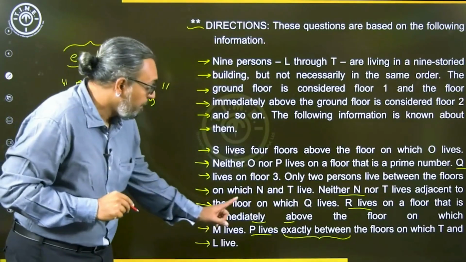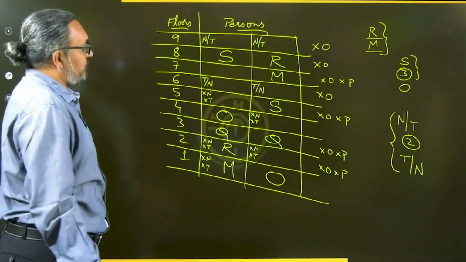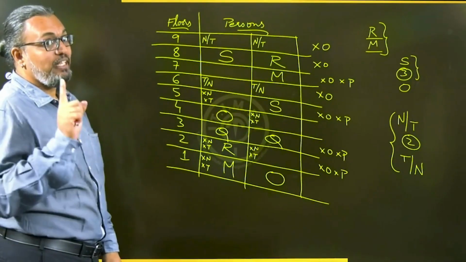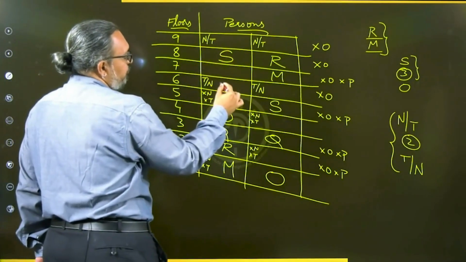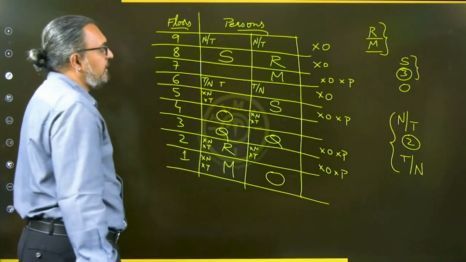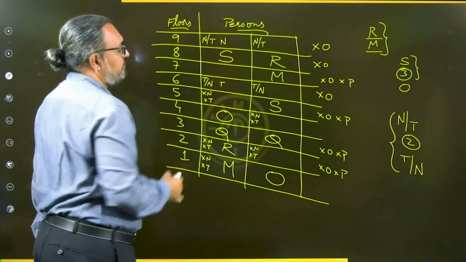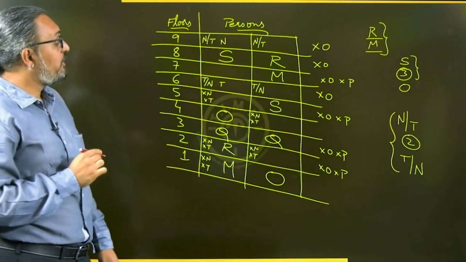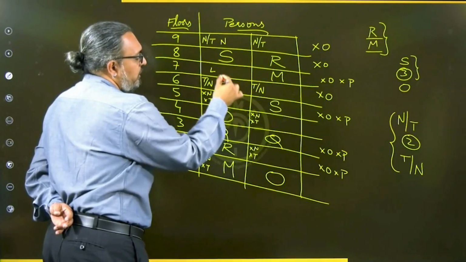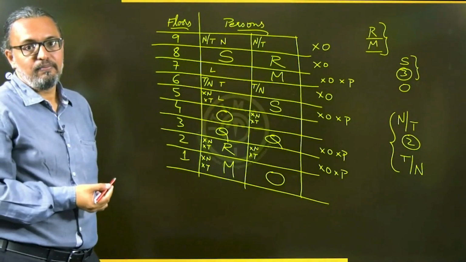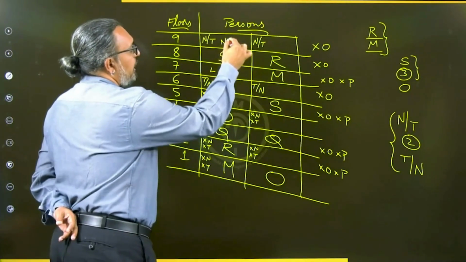Okay. Now, what he says here: P is exactly between T and L. Now, check this. If P has to be exactly between T and L, I need to first fix a T. Suppose I fix a T here. Now P should be exactly between T and L. See, if I fix a T here, then N will be here. Now, P is exactly between T and L. Is it possible? No, because L is either going to be here or it is going to be here, which is adjacent floors. So, you will never be able to fix P. So, that means T is not possible here and N is not possible here.